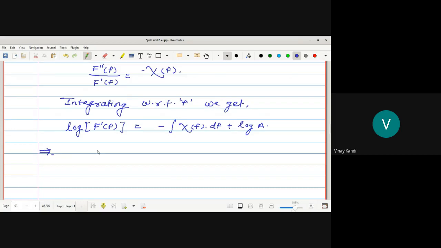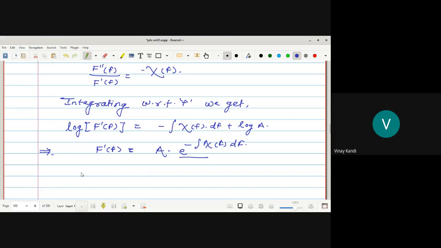So this implies F dash of small f is equal to a into e raised to minus integration of chi of small f df. e raised to log a is a. Did you understand this step? e raised to log a we called a, the integration constant, which makes no difference. Written in exponential form, we get e raised to minus integration chi of f df, and e raised to log a is a, the integration constant. This is F dash of f.